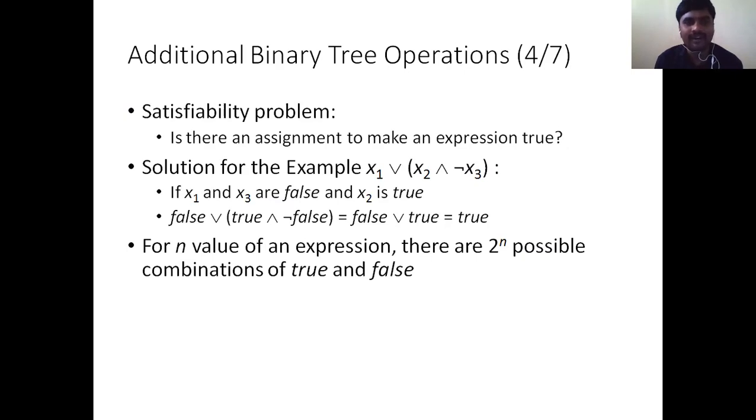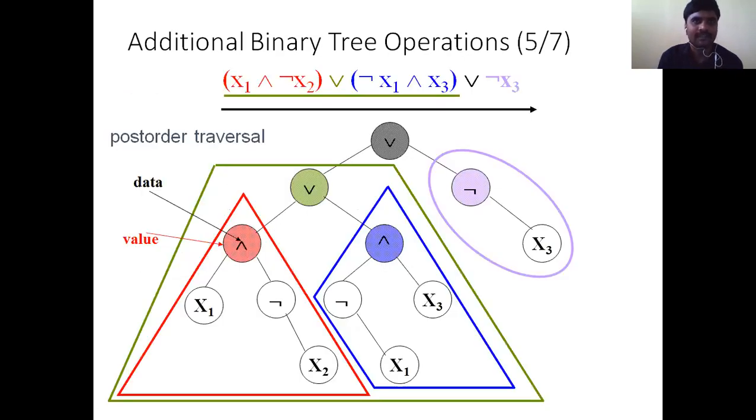For n variables in an expression, there are 2 to the power of n possible combinations of true and false values. So the expression depends on the 2 to the power of n possible combinations of true and false conditions. Coming to the additional binary tree operation, we go for an example.